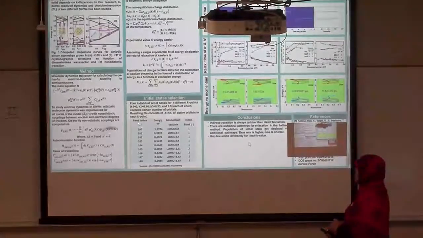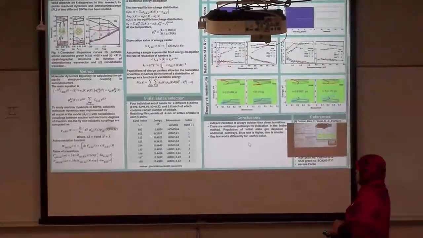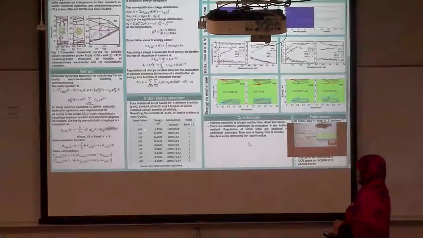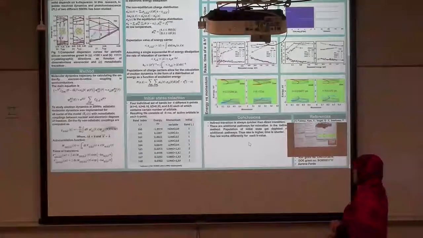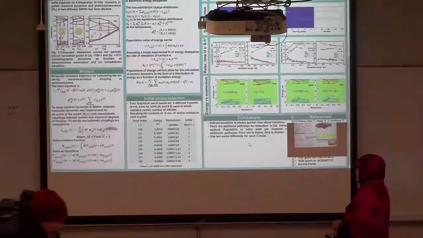Here we can see 2 indices, I is for HOMO and J is for LUMO. We consider this the energy of that particular band. This is the momentum variable. I mean, this column indicates which band it is and at which K point. And these are the initial states. This number we consider when we calculate electron dynamics and relaxation rates.